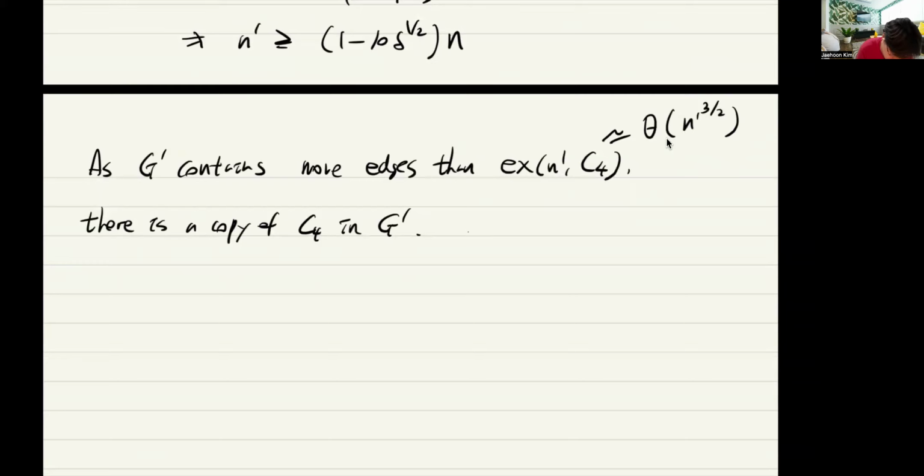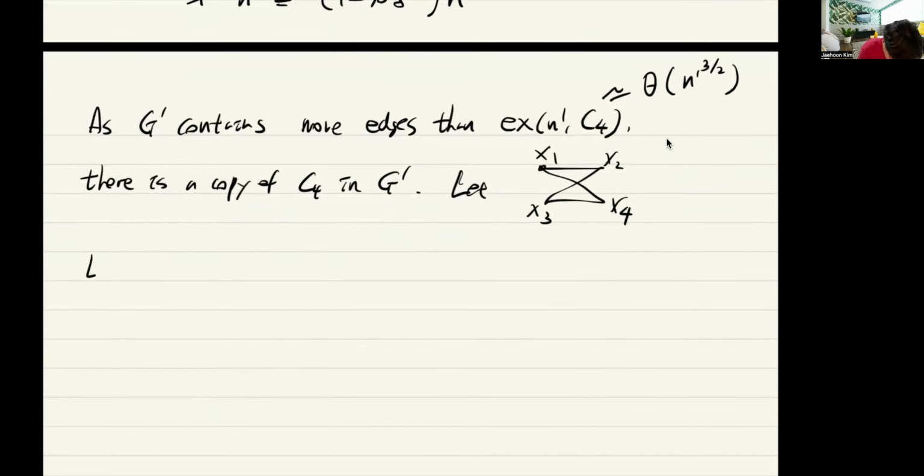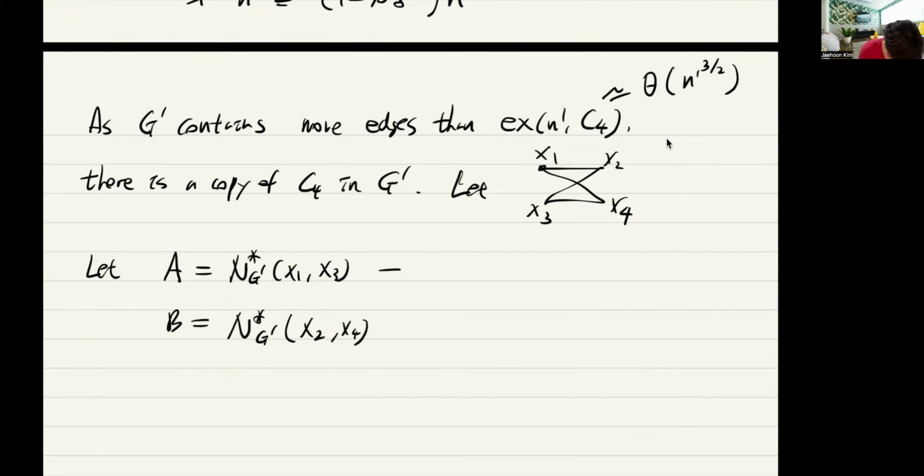And let's say you have x1, x2, x3, x4 be a copy of C4. And what we do is we consider A as the common neighborhood in G prime of x1 and x3, and B be the common neighborhood of x2 and x4.